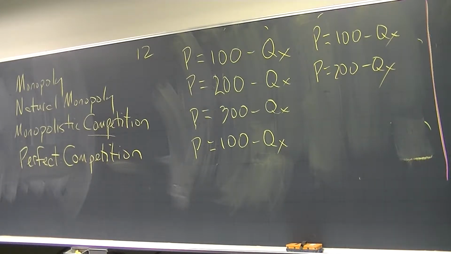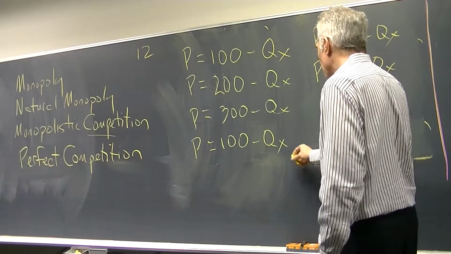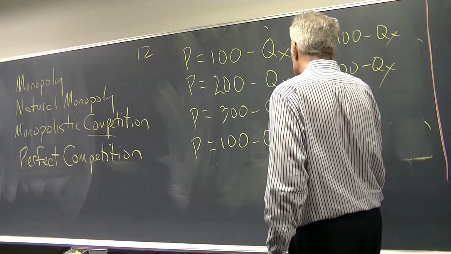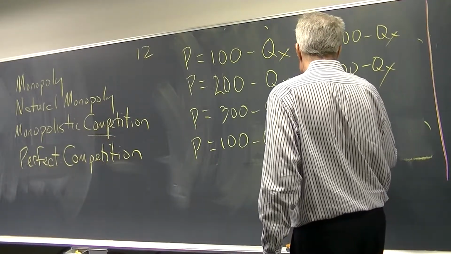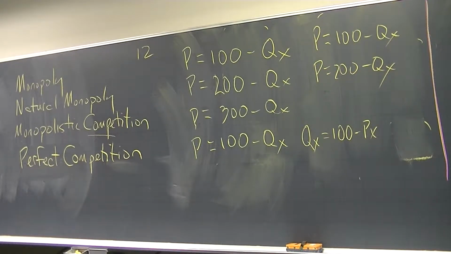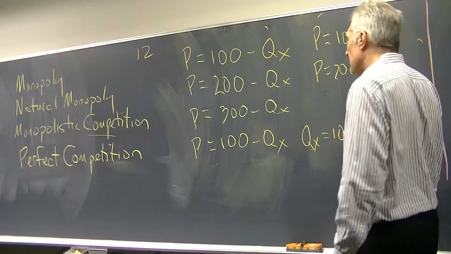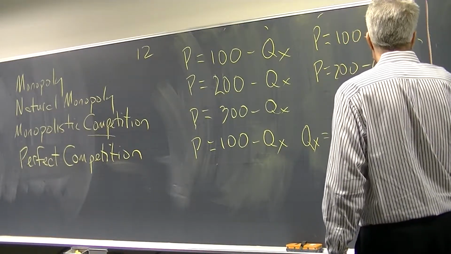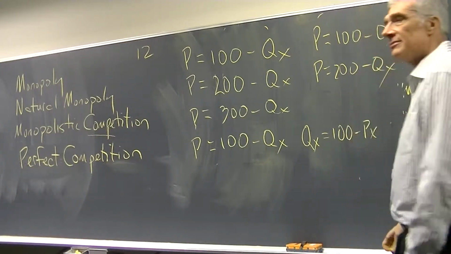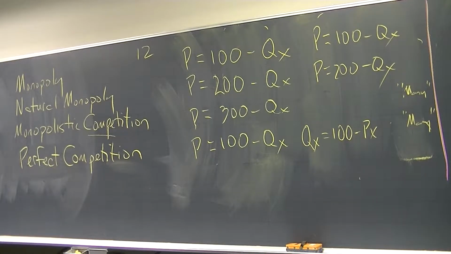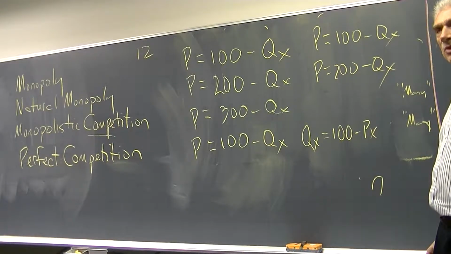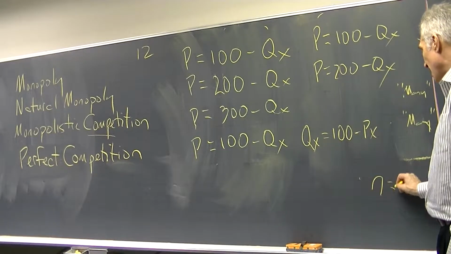Perfect competition. Well, what you're talking about, let me restate that in terms of QX. So QX equals 100 minus PX. Well, here we have many firms. In fact, in both monopolistic and perfect competition, we have many firms. Many and many. What's many? It's a number. What's a number? N. N is a number. There's some N that's equal to many.